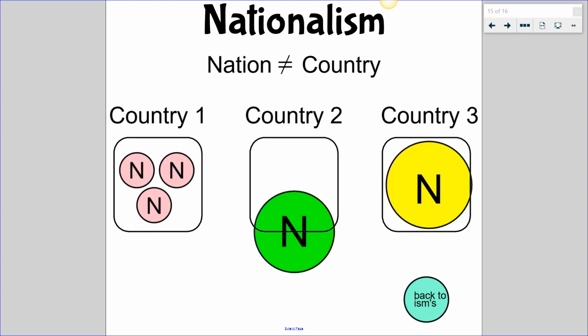Or country number 2, the country is the political boundaries, but now you got a nation that's actually part in one country and part in another, and now that could create a problem. And then every once in a while you'll have, yes, a nation that is a country, and for most nations or people groups, this is their ideal.